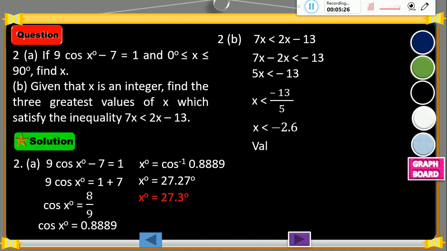So the numbers we are looking for that will be less than this, the first integers will give us minus 3, minus 4, and minus 5.